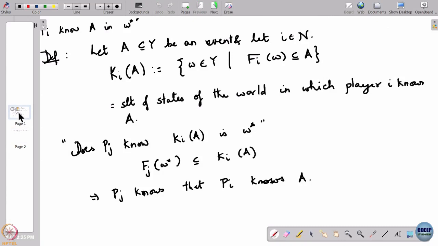Yeah, what was the question? Omega is an element of Y, right? Where are you referring to? No, the definition. Yeah, here. Fi of omega is the element of the partition for player I. And that element has to be completely enclosed in A. Right? Yes.